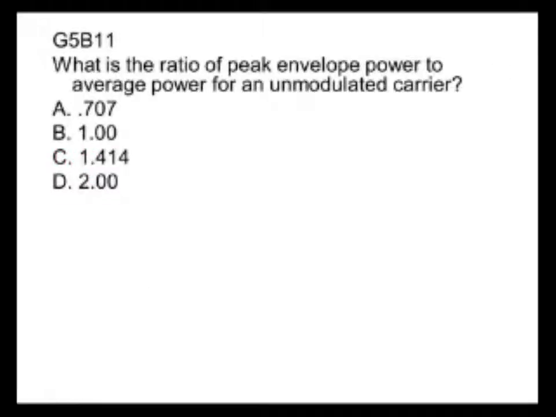What's the ratio of peak envelope power to average power for an unmodulated carrier? Okay, we're talking here about a radio frequency carrier wave, and this is almost a definitional thing. The key here is that it is not modulated. So the average power is not varying with any kind of modulation. And the ratio of the peak envelope power to the average power for an unmodulated carrier is 1.0. In other words, they are the same. Peak envelope power is the same as the average power for an unmodulated carrier.